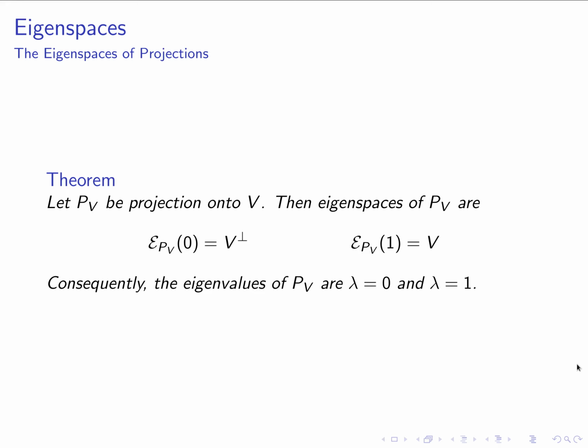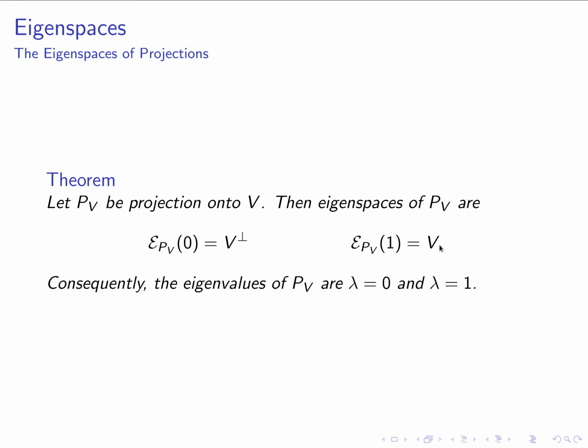This observation generalizes to a theorem about projection matrices in general. Let's say we're studying a projection matrix onto a vector space V. The eigenspaces of that projection matrix come in 2 flavors. The first eigenvalue of any projection matrix is equal to 0, and its eigenspace is the orthogonal complement of the vector space in question. And the second eigenspace corresponds to lambda equals 1, and that eigenspace is equal to the vector space in question.